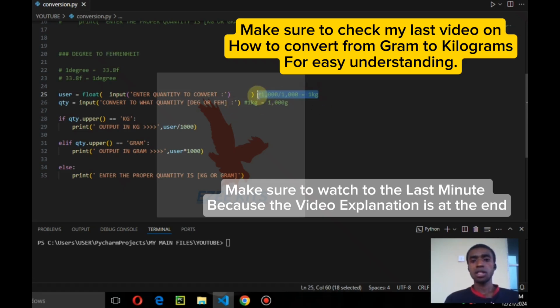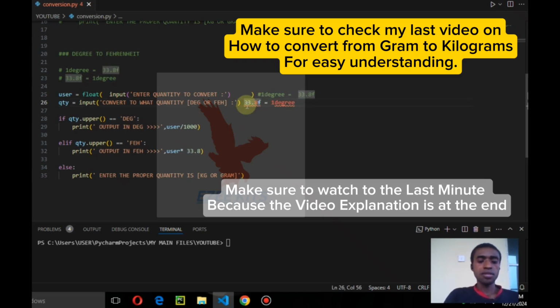So let me clear this. Let me use this to explain. We know that 1 degree is equal to 33.8 Fahrenheit. So how do you get it? If the person wants to convert to Fahrenheit, how do you do it? It is what the person entered times 33.8. And we know that 33.8 Fahrenheit is equal to 1 degree.